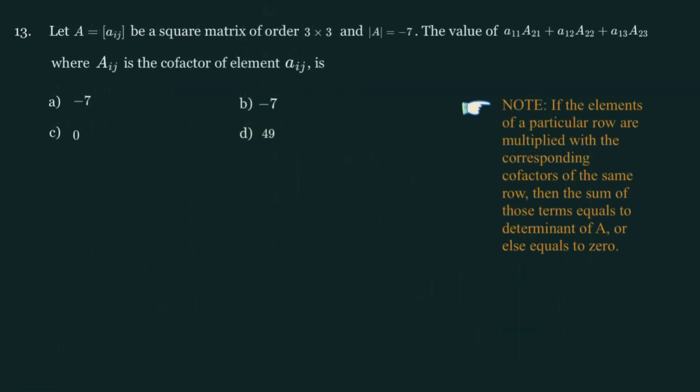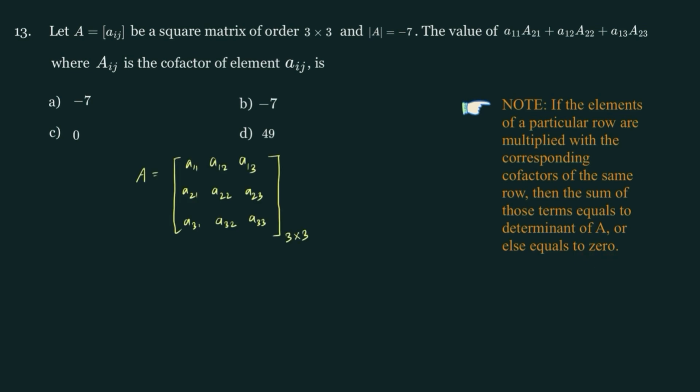Question number 13. Let A be a square matrix of order 3 by 3 and determinant of A equals -7. Then we have to find the value of this expression, where capital Aij is the cofactor of the element small aij. Here I have written one important note about matrices and determinants: if the elements of a particular row are multiplied with the corresponding cofactors of the same row, then the sum of those terms equals the determinant of A, or else it equals 0.